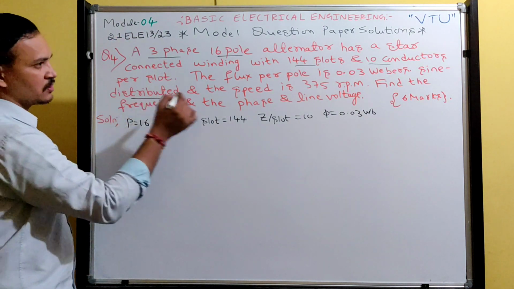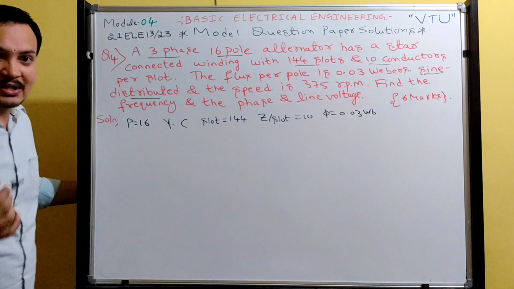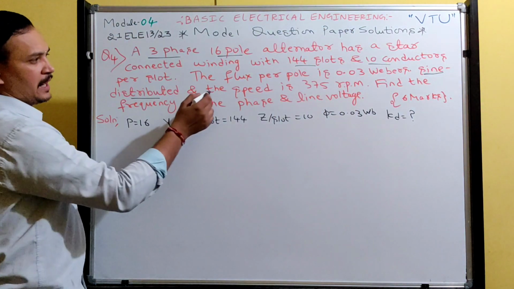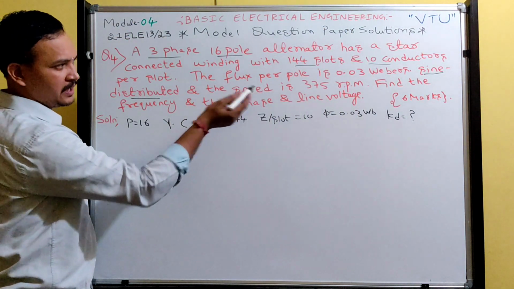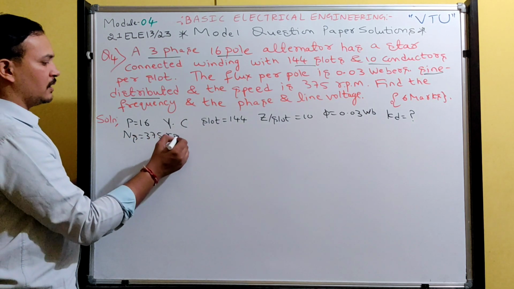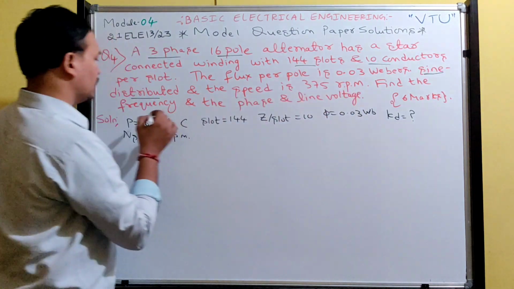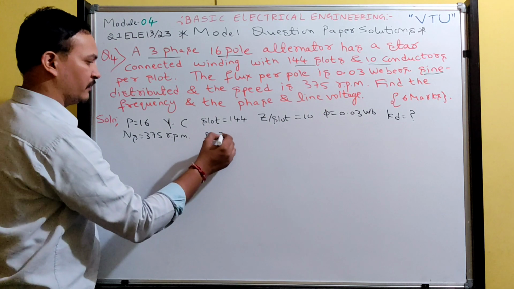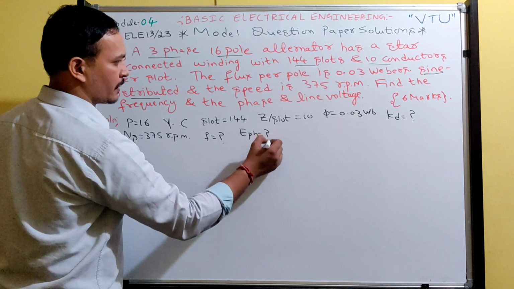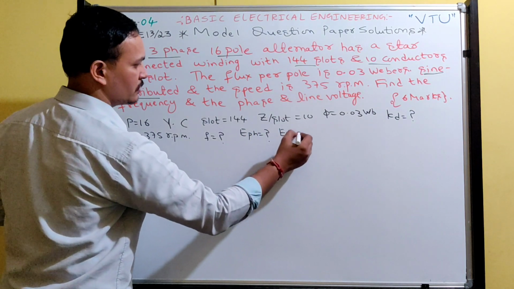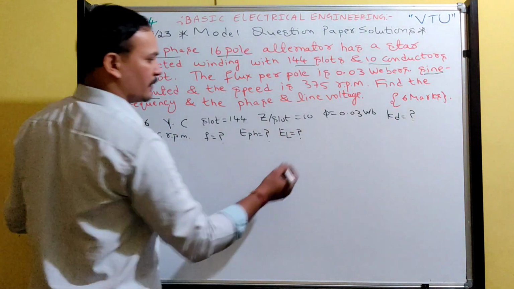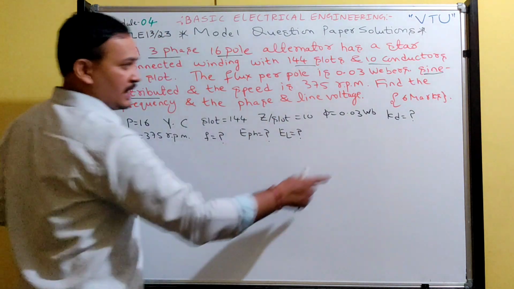And the given sine distributed. Sine distributed means sinusoidally distributed, which means you have to find KD. The alternator is running at a speed of 375 RPM. They are asking to find the frequency, the phase voltage and the line voltage. If you know the phase voltage, what is line voltage for star connection? Root 3 times the phase voltage. Very simple.